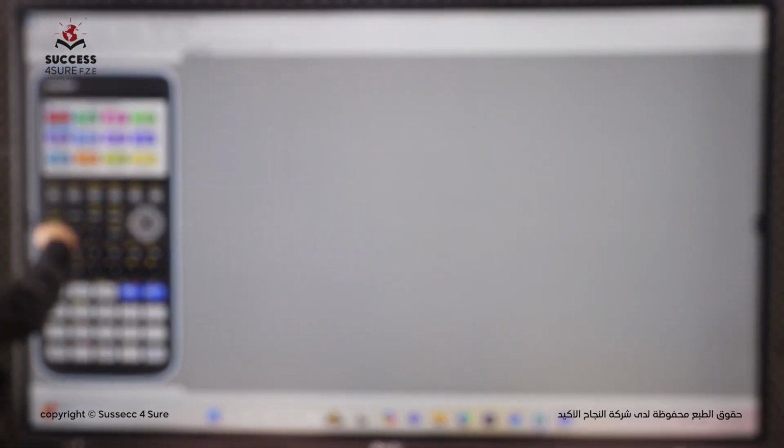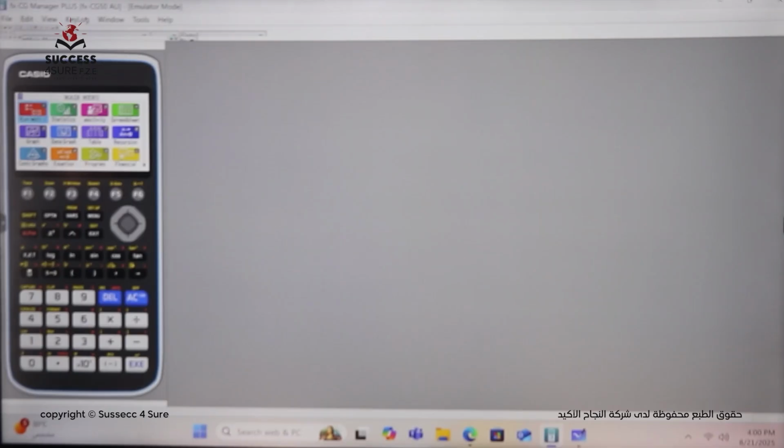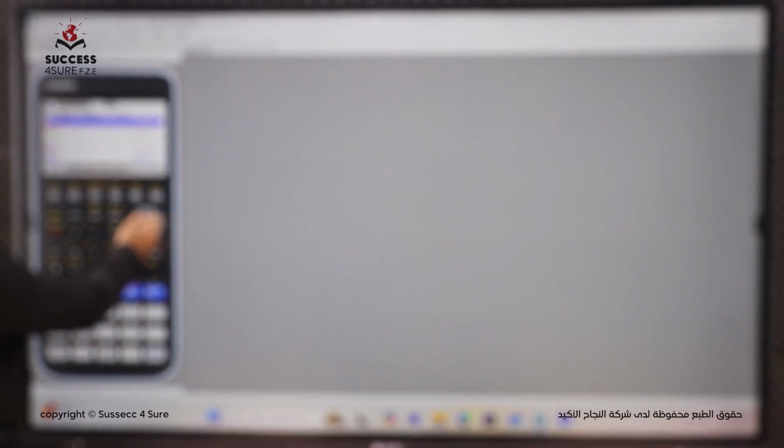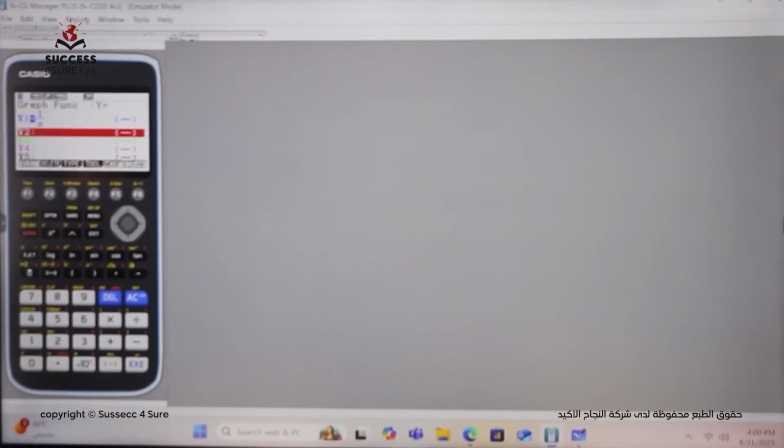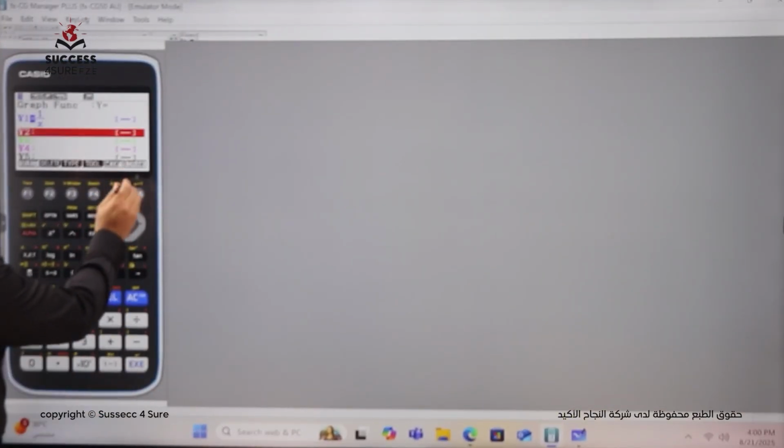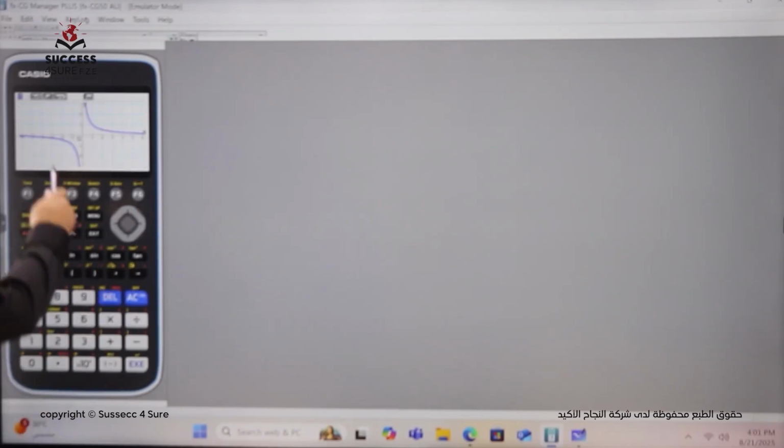Now, to graph on the Casio CG50, you have to choose option number 5, which is graph. So press F5. Okay. Here is F5. And write your function right now. It is 1 over x. Then put equal, then press F1, which means draw. Now here is the function.